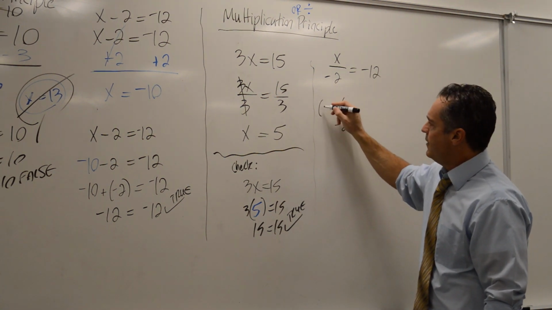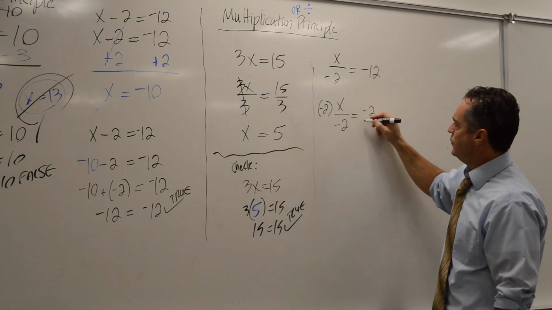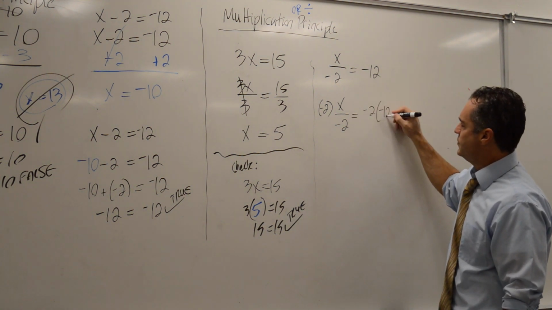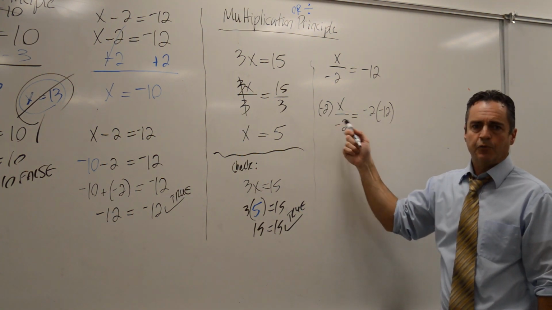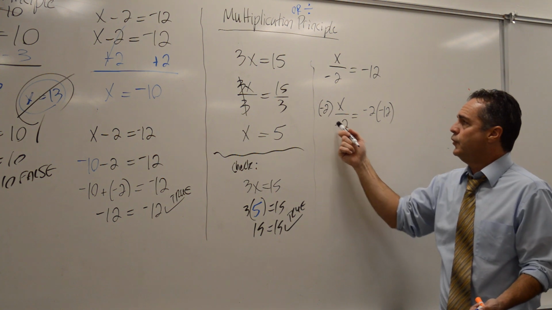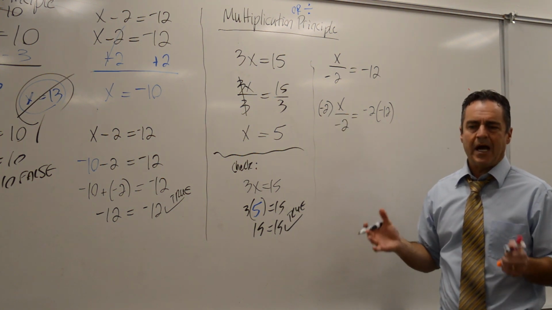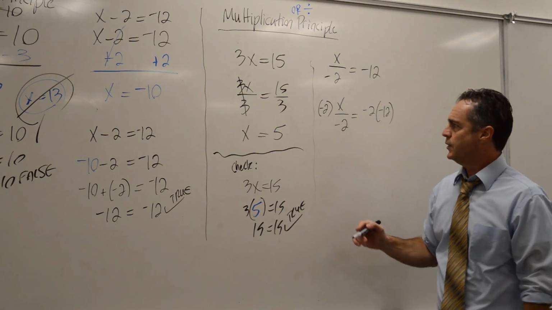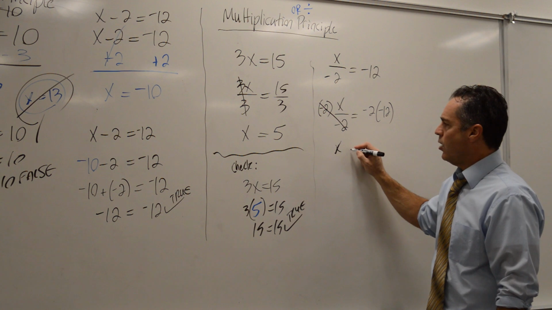If you multiply this side by negative 2, whatever you do to one side, you have to do to the other. So you can take negative 2 and multiply it times negative 12. Notice that I didn't multiply this by 2. I multiplied it by negative 2. If you only multiplied it by 2, you would have a negative left over here. And I don't want to know what negative x equals. I want to know what x equals. Okay? So, these cancel. X is now all alone.